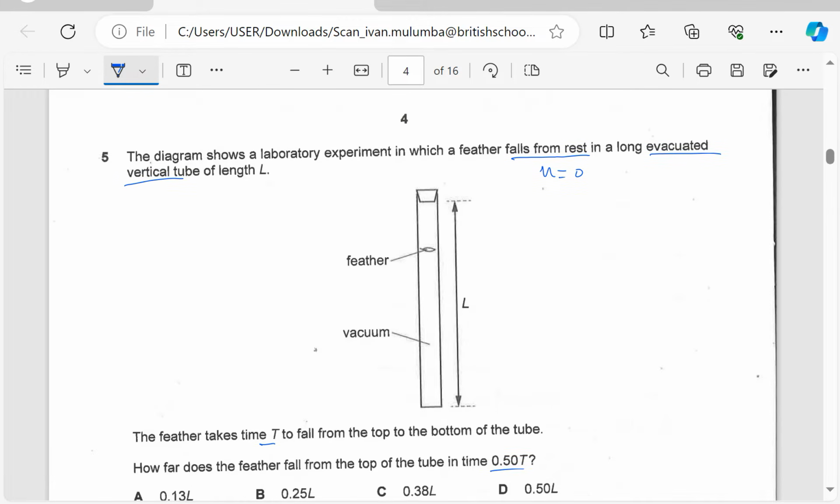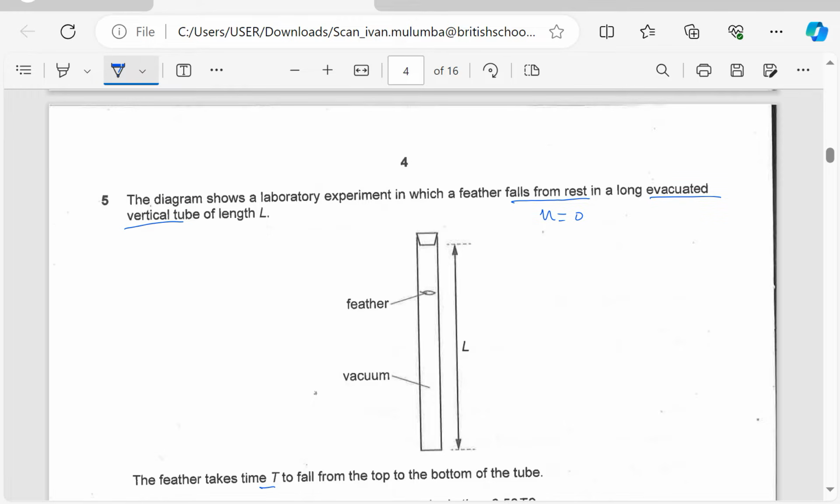That one I expect. Let's consider the first situation where the feather falls through a distance L. I will use s equals ut plus a half at squared. The ut part of the equation will be 0 because we started from rest. The displacement s is going to be L for the first case. This will be a half. It is falling due to gravity, so this will be g. Where there is t squared, I'll put capital T squared. This is going to be my first equation.